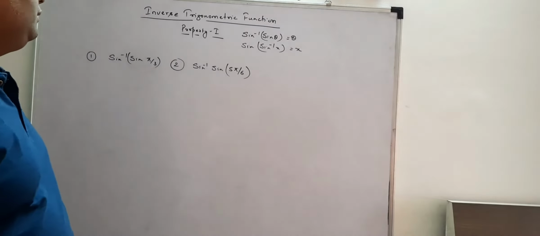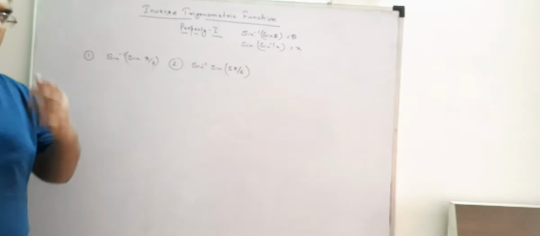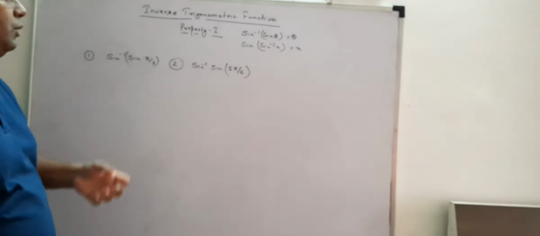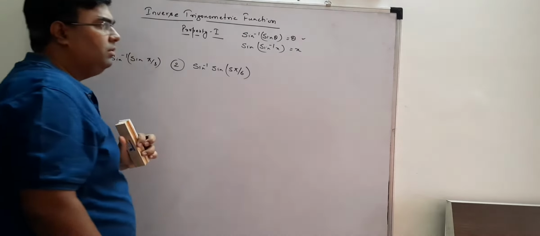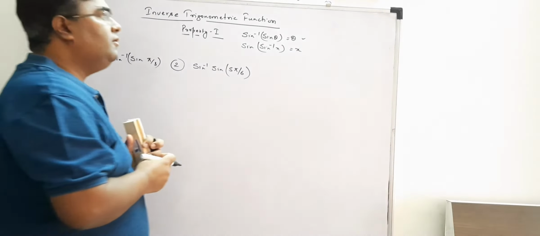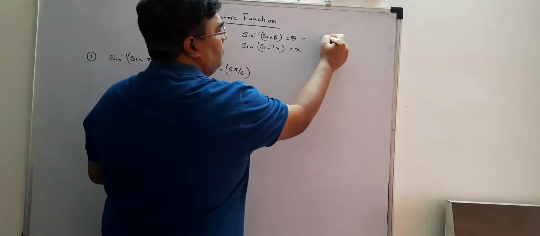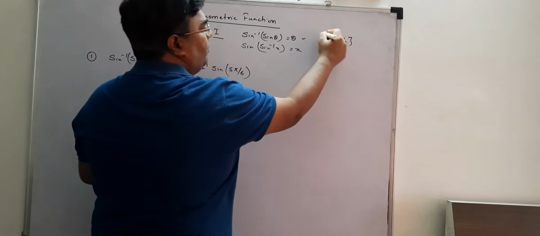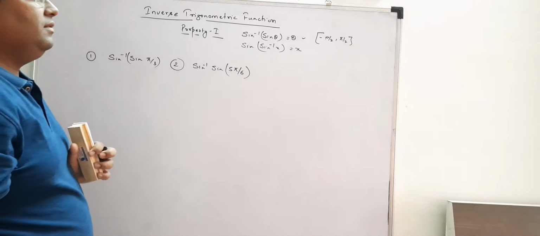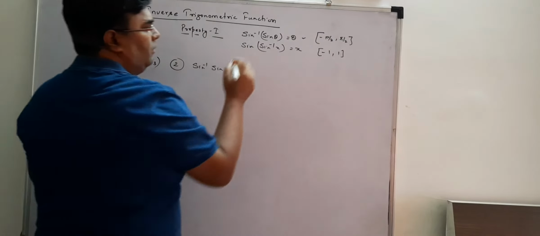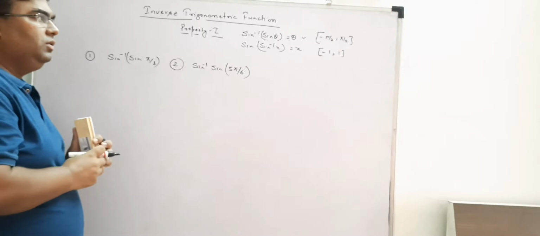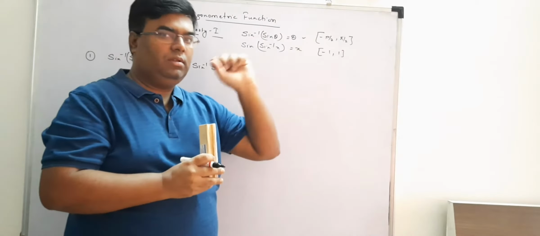In this lecture, we are going to solve some examples of properties of inverse trigonometric functions. So this is the example of property 1. What was property 1? Property 1 was that sine inverse of sine theta is theta. Remember, theta should be in the range of minus pi by 2 to pi by 2, and sine of sine inverse x is equal to x, where x should be in the range of minus 1 to 1. Right? So we need to keep these ranges in our mind.